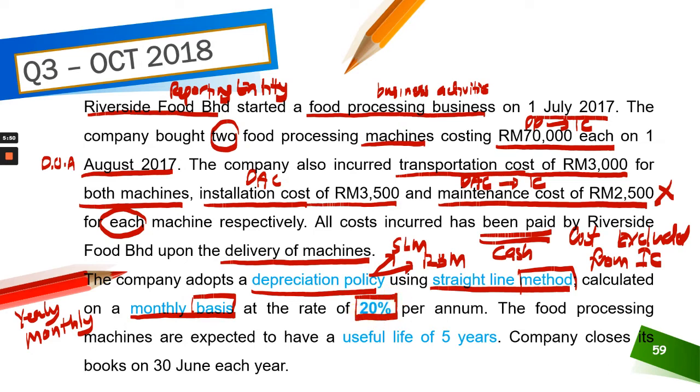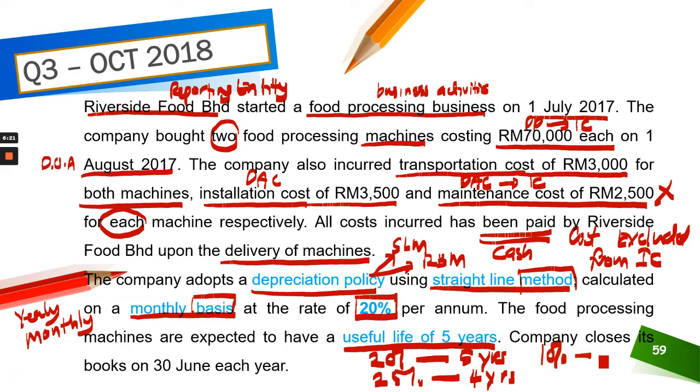20% is the percentage. Sometimes you may not be given the rate, and if it's 20% per annum, it will be fully depreciated by the end of 5 years. That is why at the bottom here you are informed the useful life is 5 years. If it's 25%, that will be fully depreciated in 4 years; if it's 10%, in 10 years. That is just to show you how to convert the percentage into useful life, the expected useful life, EUL.